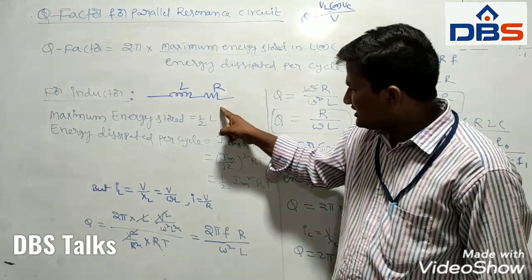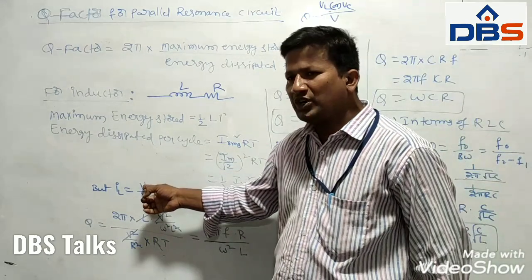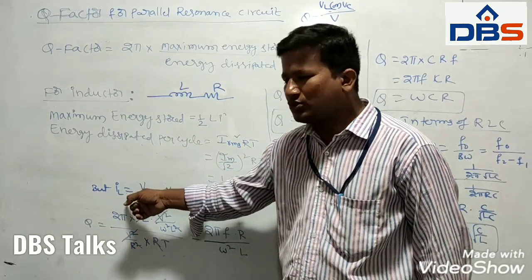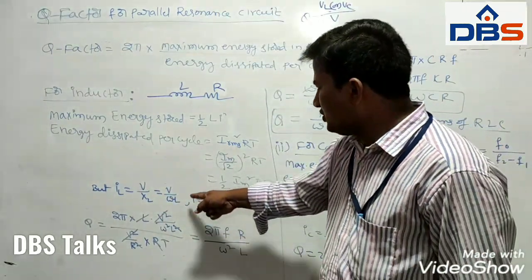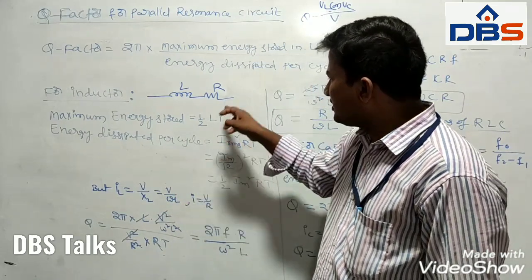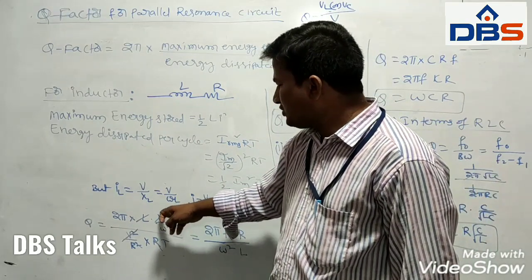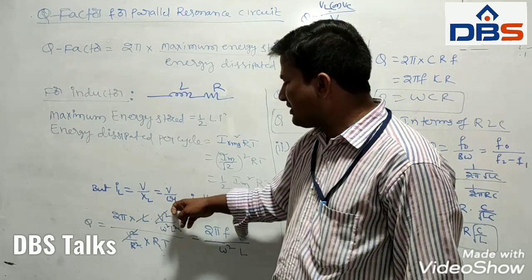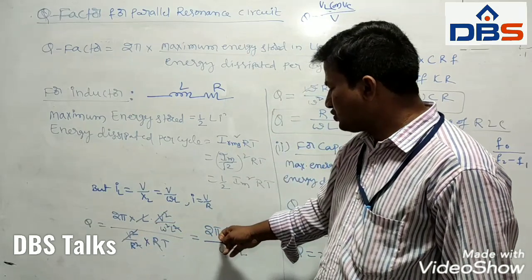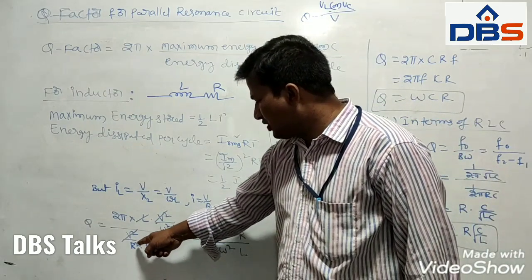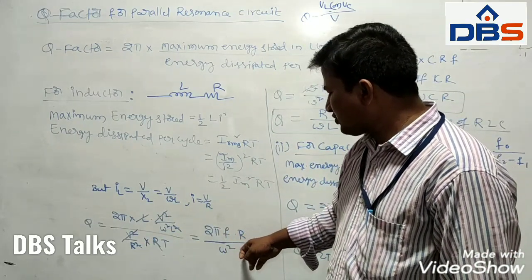Now, what is this inductor current? Half L IL square. The voltage across the inductor is IL into XL. Now IL is equal to V by XL, and we know that XL is equal to omega L. So that may be substituted in the given equation, and the current through the resistor I is equal to V by R. In the numerator, in place of IL, I substitute V by omega L, and in the denominator, in place of I, we substitute V by R. Then we get 2 pi, V square cancels, R cancels, L cancels, giving 2 pi F R by omega square L.